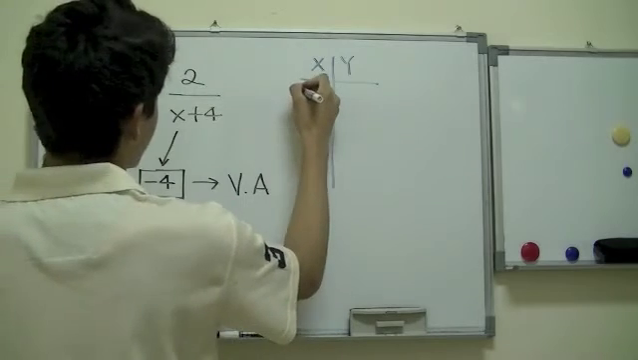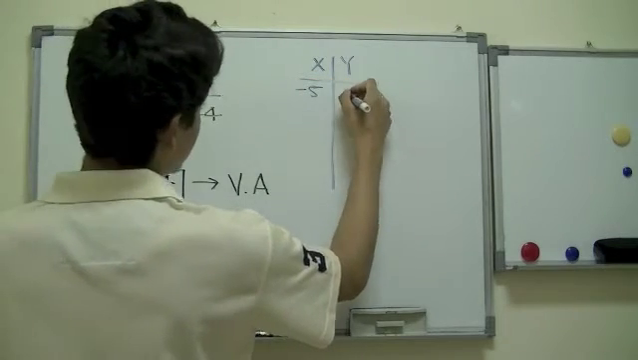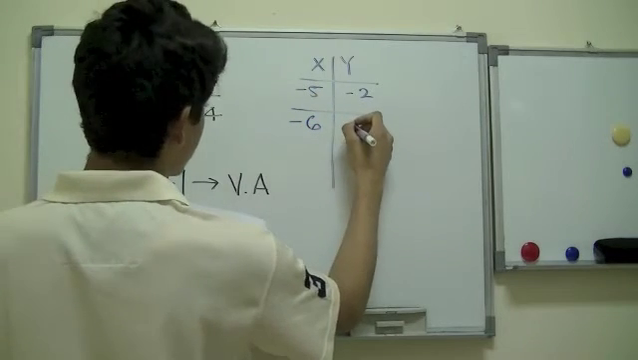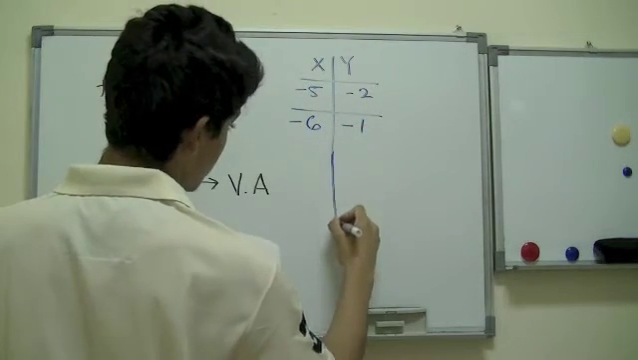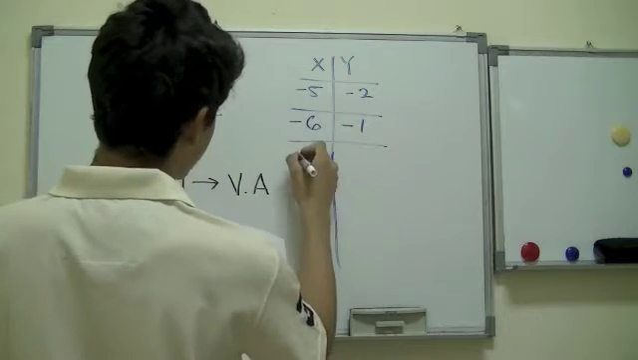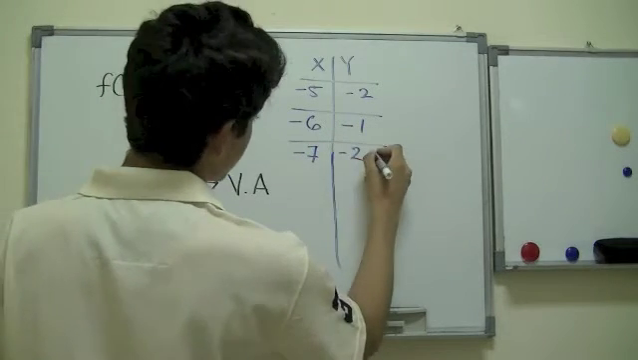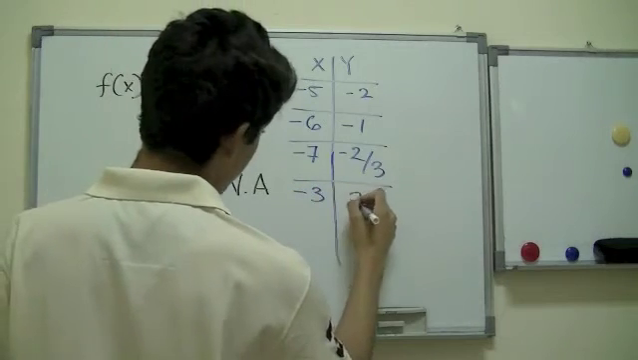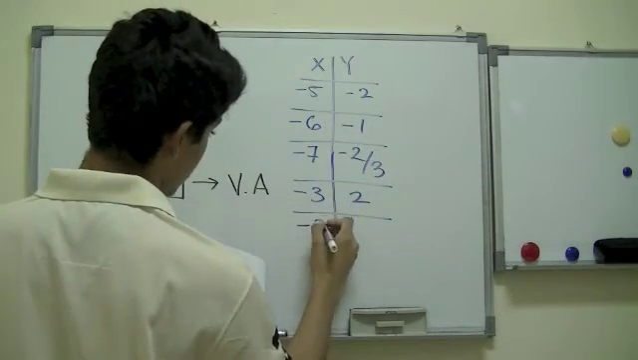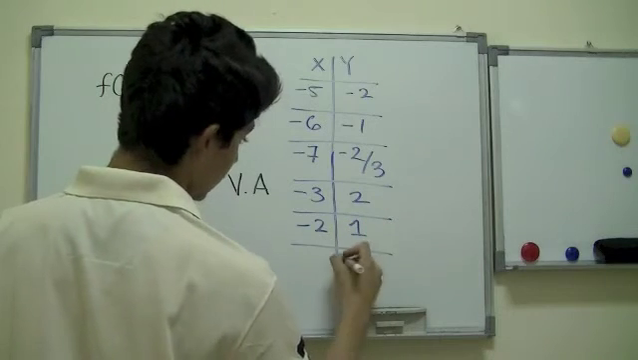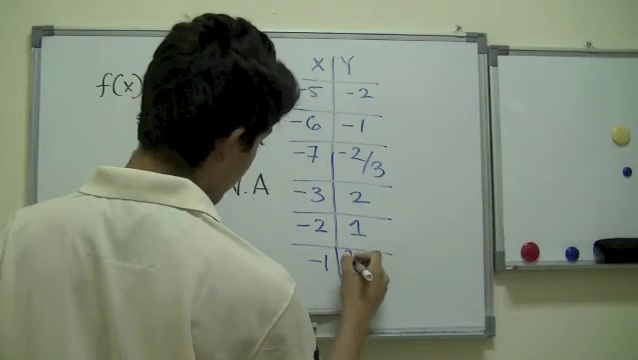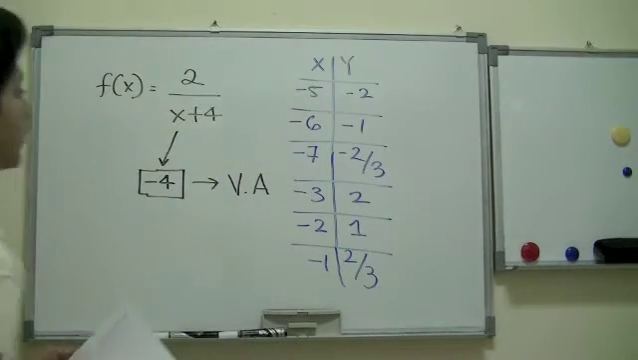Let x take on -5, which gives us -2. If x takes on the value -6, it gives out -1. If x takes on the value -7, it gives out 2/3. If x takes on the value -3, it gives out 2. If x takes on -2, it gives out 1. And if x takes on the value -1, it gives out 2/3.